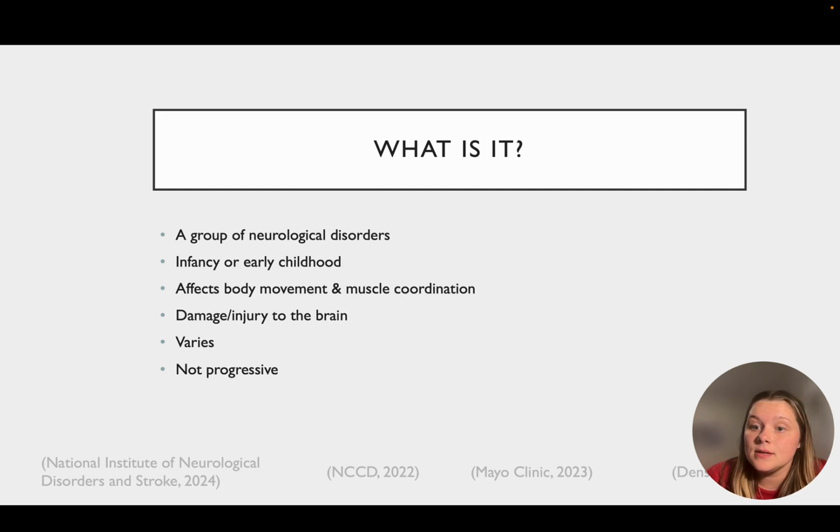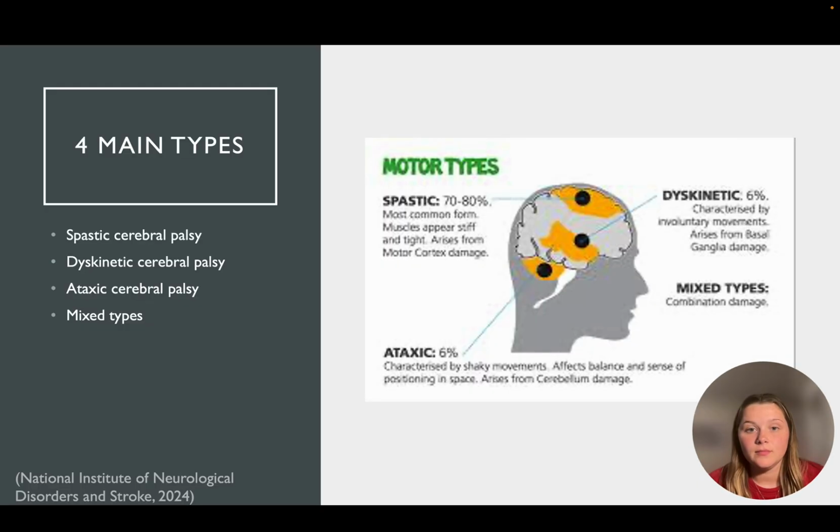The severity and symptoms vary for children with CP. Cerebral palsy is not progressive, which means it doesn't get worse and generally stays the same over time. There are 4 main types of cerebral palsy, and they are spastic, dyskinetic, ataxic, and mixed types. So for spastic, that is the most common, with 70 to 80% of people with cerebral palsy. They all have that. And that means that they have stiff muscles and awkward movements.